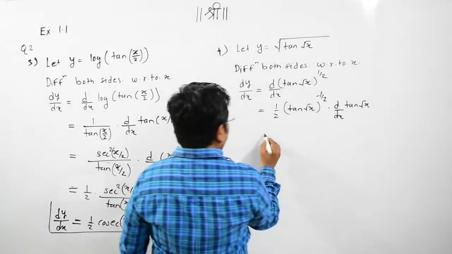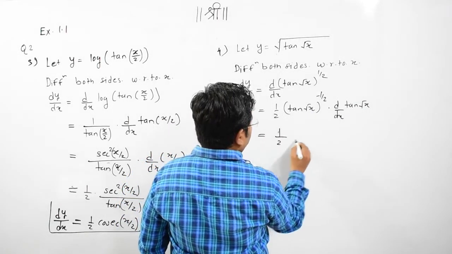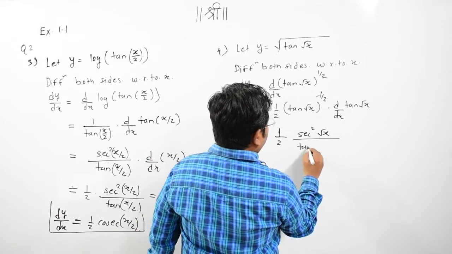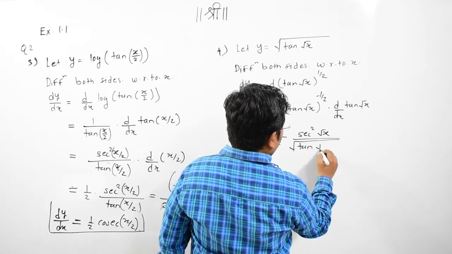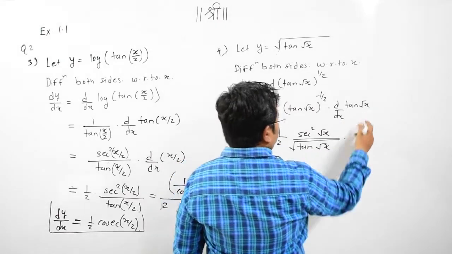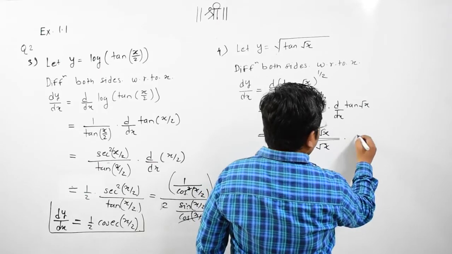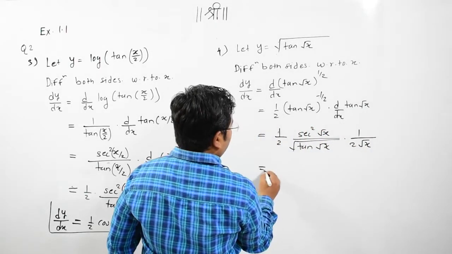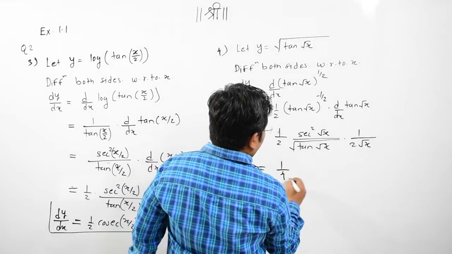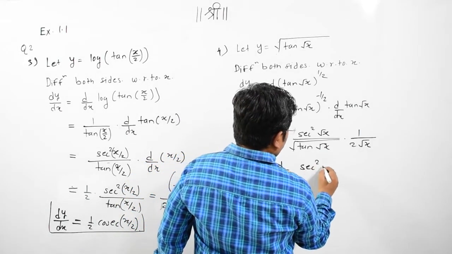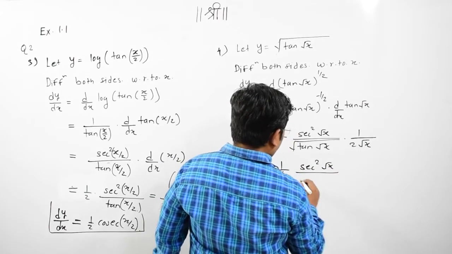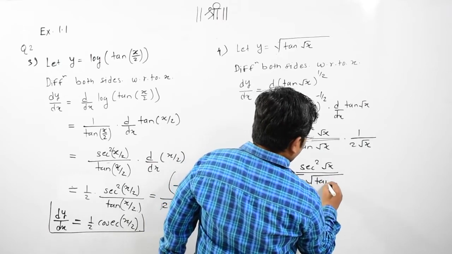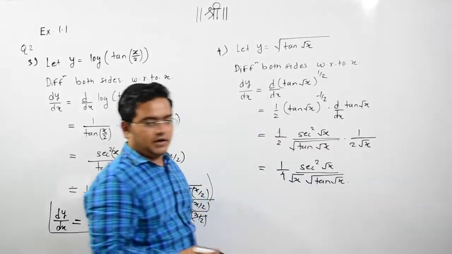So what is the tan derivative? It is 1 by 2 sec square under root x divided by the whole under root of tan under root of x, dot the derivative of under root x. Under root x's derivative is 1 upon 2 under root x. Just multiply it properly and take it common. So 1 upon 4 sec square under root x divided by under root x under root of tan under root x. That's our final answer.